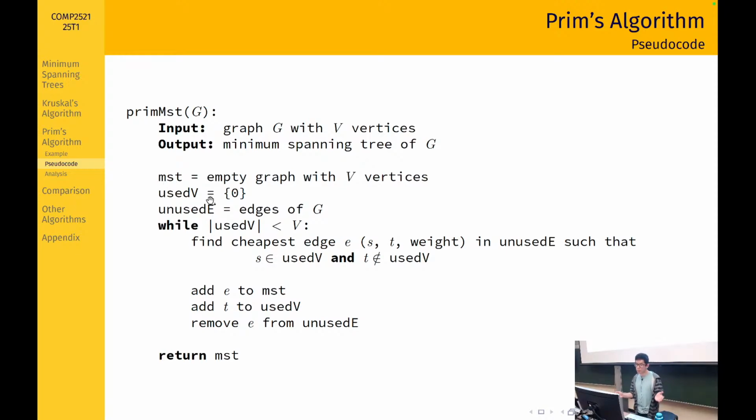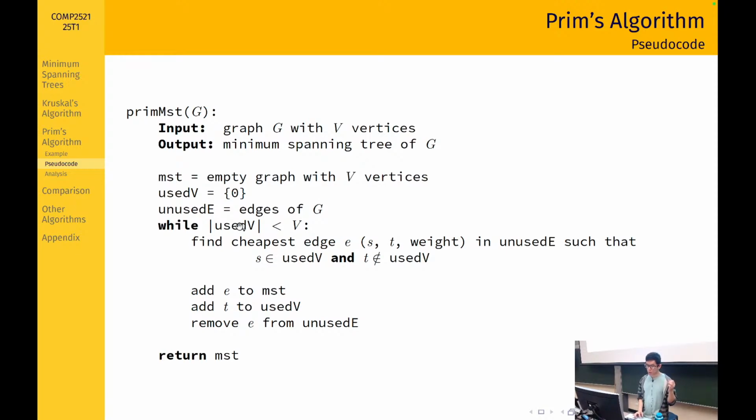Now the way you would implement this might be a Boolean array, right? A Boolean array of size v, where all the entries are false at the start. And then to mark vertex 0 as being in the minimum spanning tree, you would just set the first array element to true. That's how you might do it. Then we have an unused edges set, just a set containing all the edges that we haven't added to the minimum spanning tree yet.